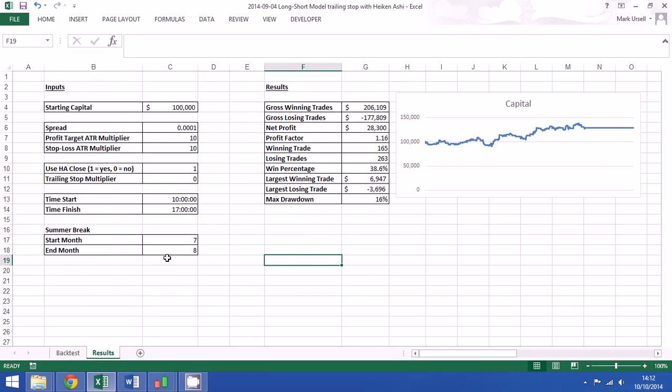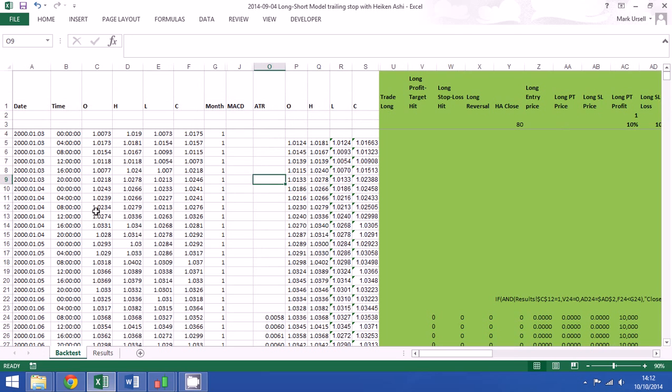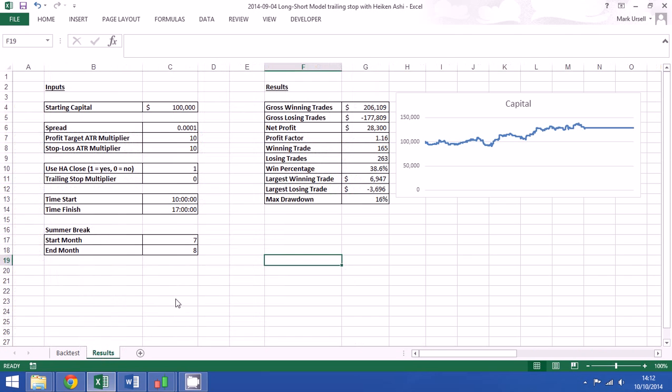On here I've got the results page, and you can see that over a period of time, this is quite a long period of time. This is from 2000 and going all the way through to 2014, towards the end of 2014, where we are now. And you can see on the left here the inputs that I've used for the strategy, and on the right a table of results and a chart showing the capital as it changes over time.